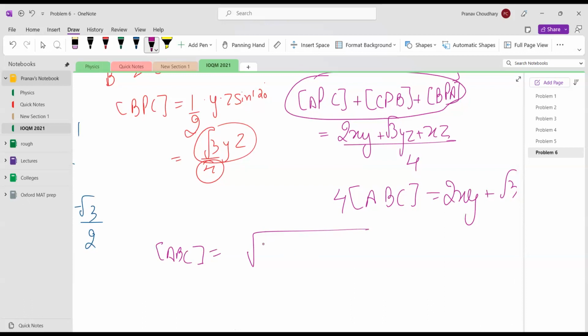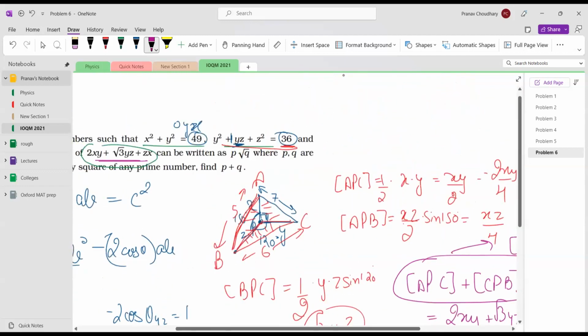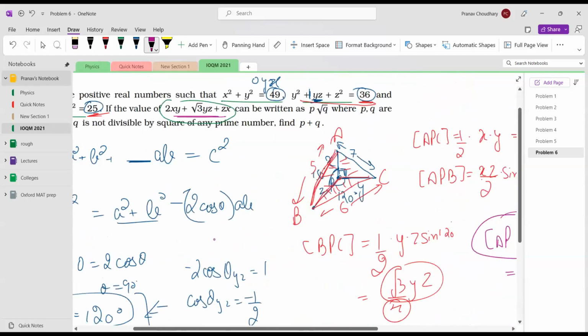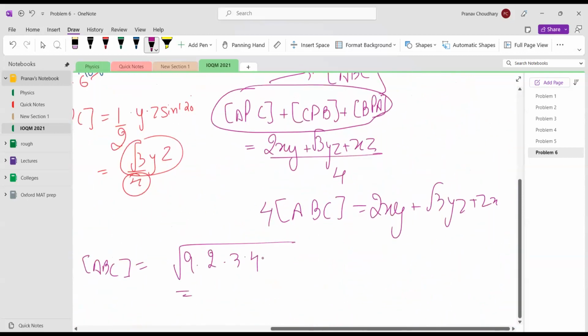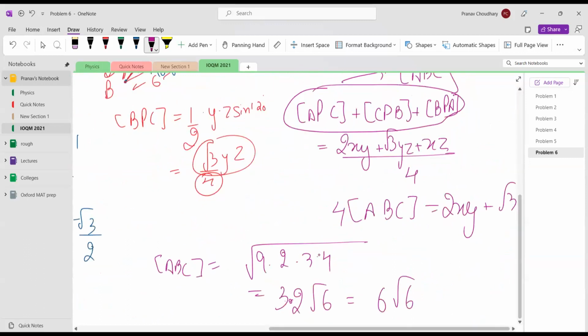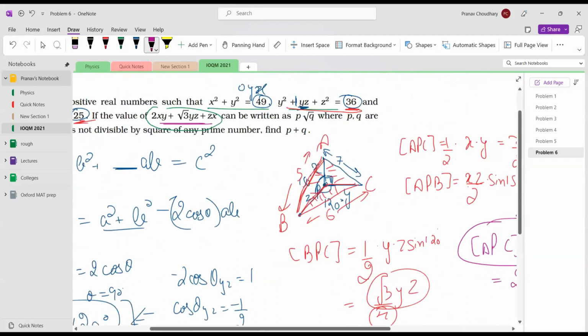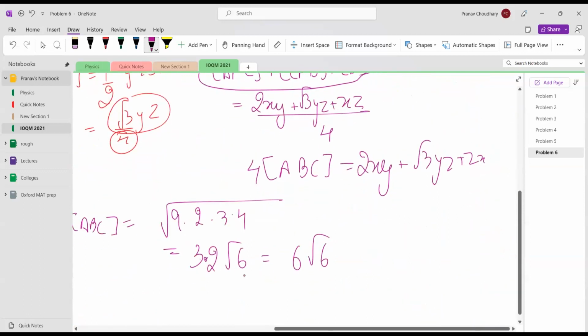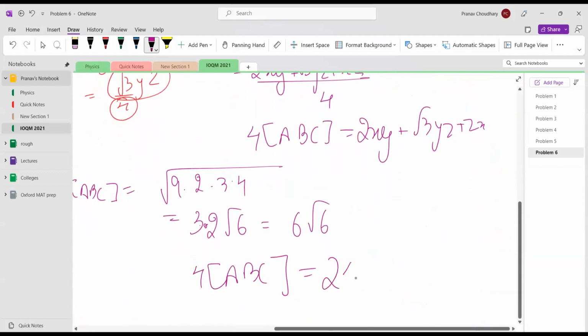5, 6, 11, 89 times 2 times 3 times 4. So this should be, oh yeah, P root 3. Okay. So this should be 3 into 2 root 6, which is 6 root 6. And 4 times of ABC is 24 root 6.